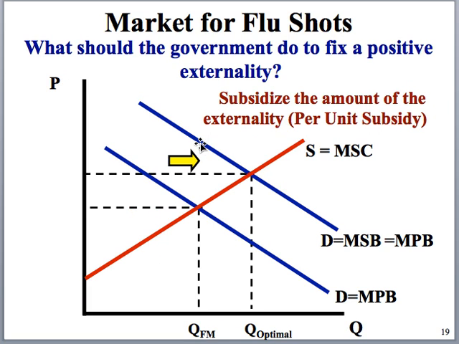Those are the graphs for positive and negative externalities. Remember, double cost, negative. Double benefit, positive.